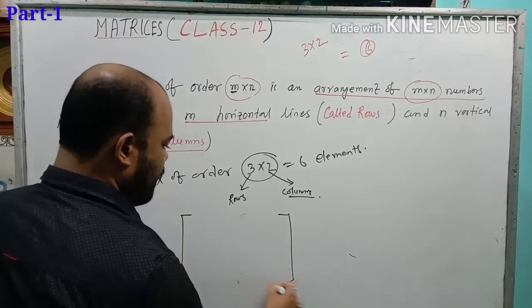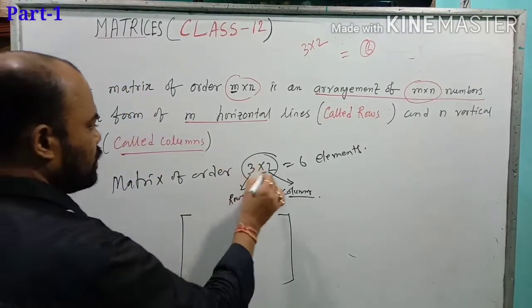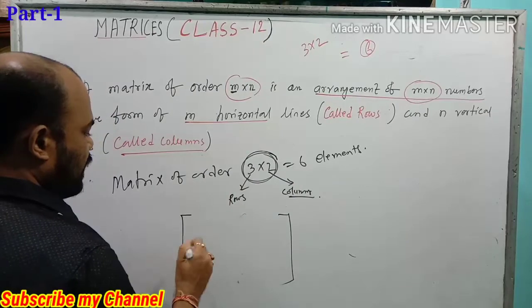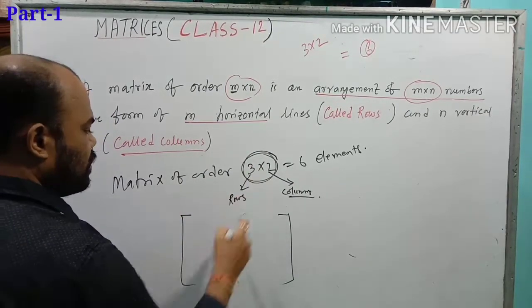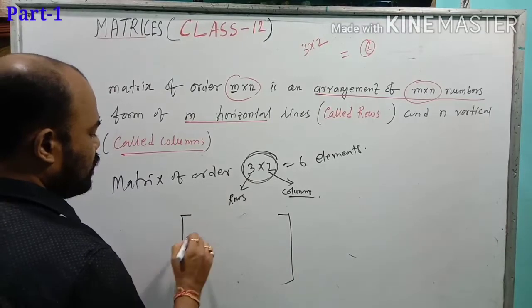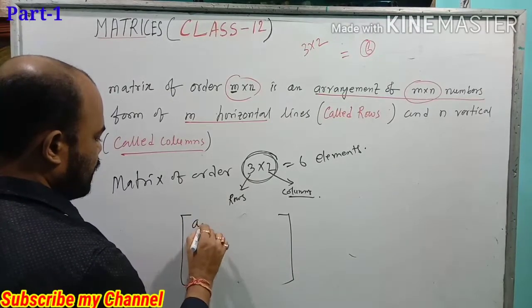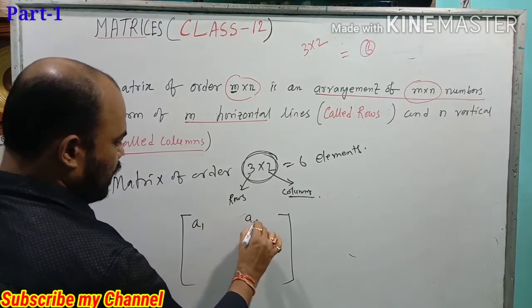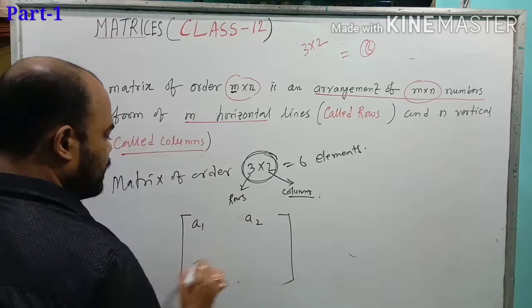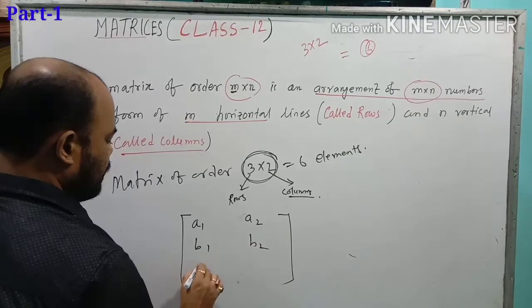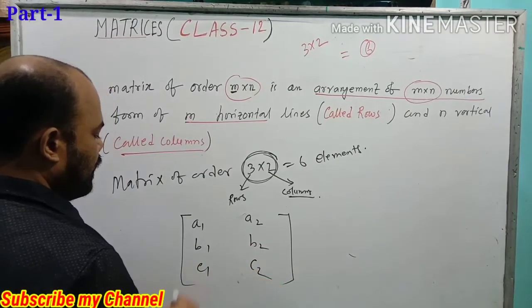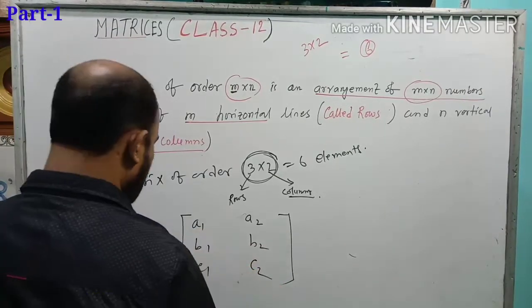This is the structure. What is the order? 3 by 2. That is, there will be 3 rows, 3 horizontal lines, and 2 columns. So first write, say, this is A1, A2, first row complete, then B1, B2, second row complete, C1, C2, third row complete. So how many rows are there?